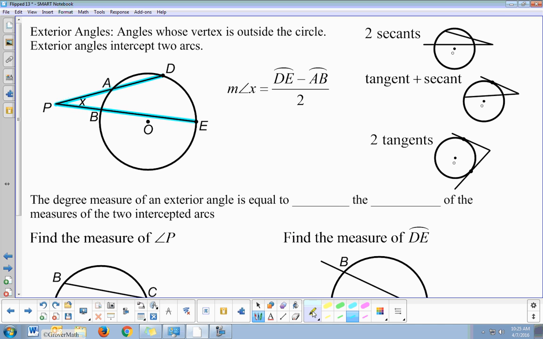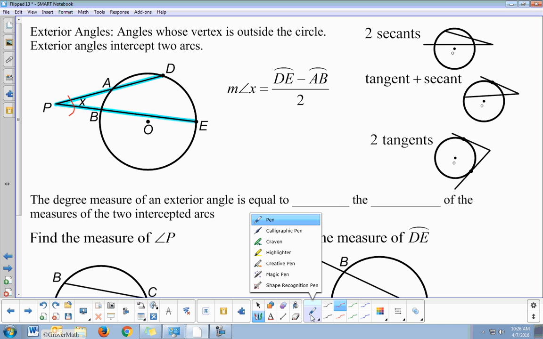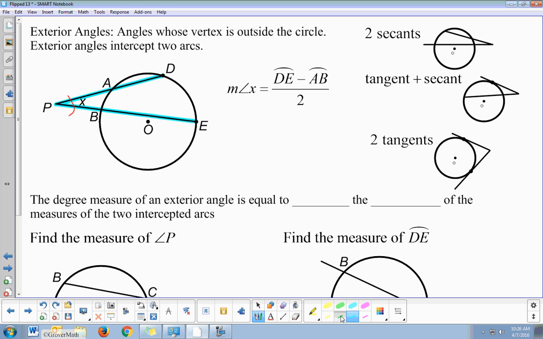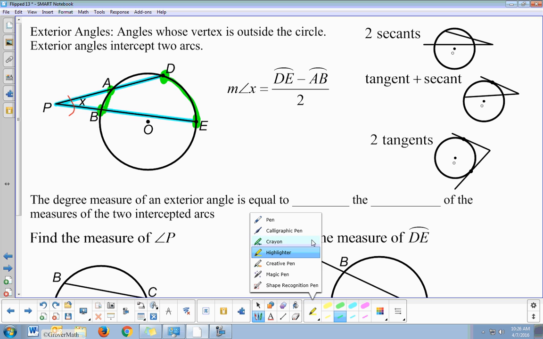Like angle P here is completely outside of this circle, and that's what we're trying to find here. And then you see that there are 2 arcs that it intercepts. It intercepts an arc here, arc AB, and it also intercepts arc DE. And so it's going to be the difference of those 2 arcs divided by 2.